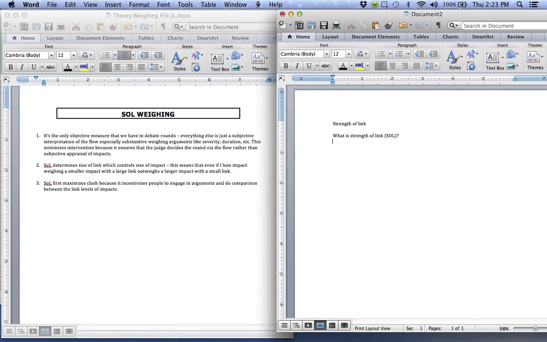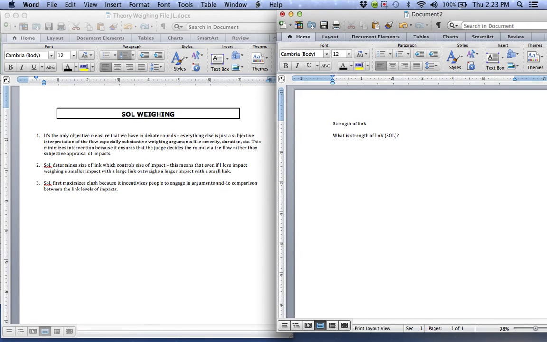Second thing is it was a concept created by judges to help evaluate really close debates, right? The idea of strength of link is that it gives me a way to decide who has the larger link into an impact or into a framework when both of you are responding to each other and there's no weighing.